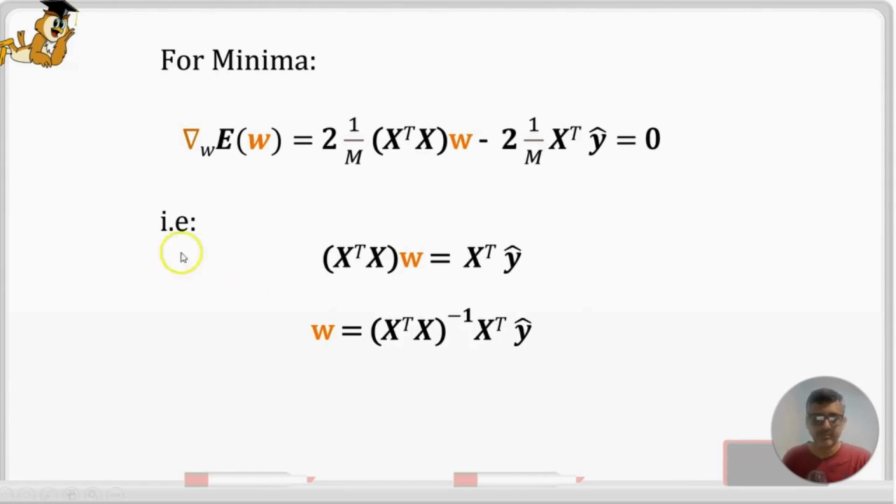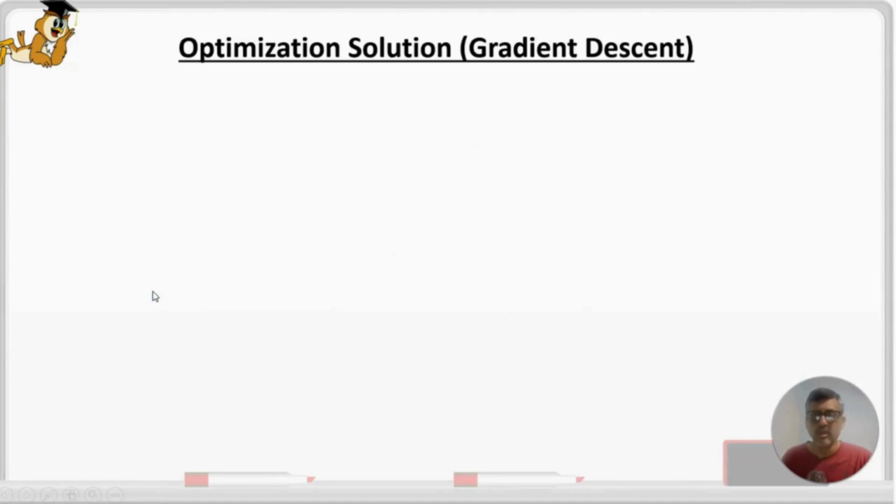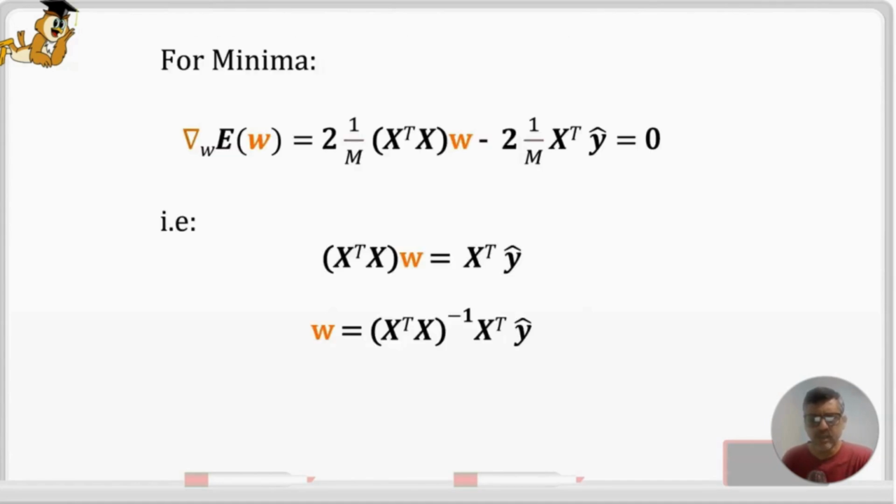Great. Let's now move on to the optimization solution where we are going to use gradient descent. But let me step back a bit. This equation looks really nice, right? Like I said, it can be evaluated.